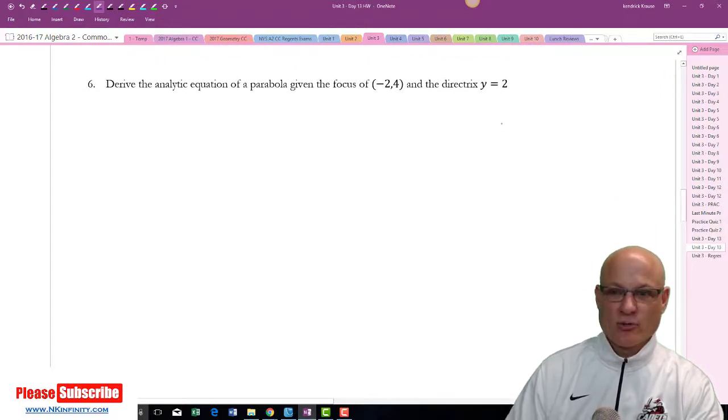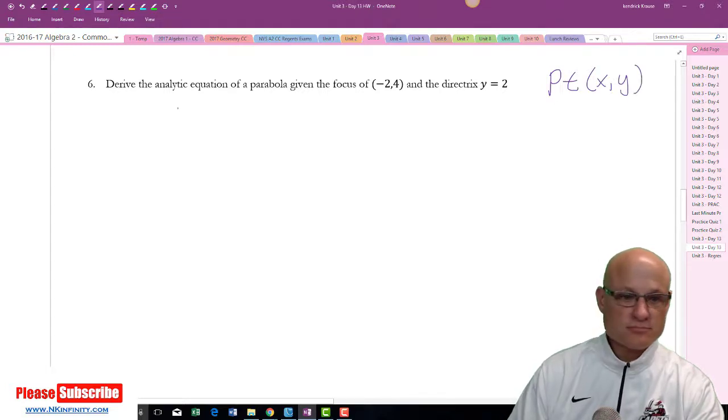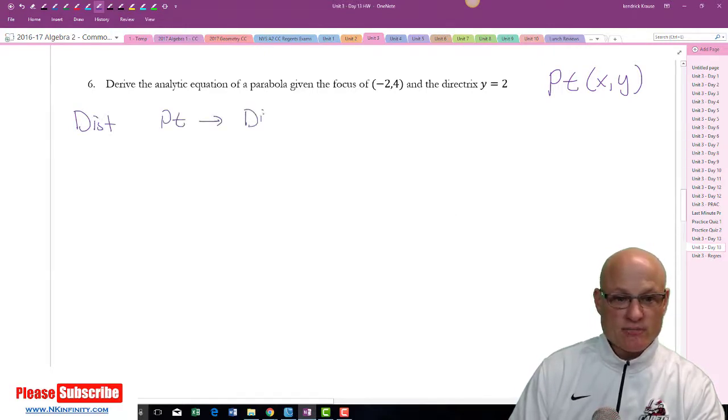Oh, man, now we've got work to do. First, we've got to come up with our own point. Our point's going to be (x, y). So the first thing we do is the distance between the point and the directrix. So distance is equal to y minus 2.